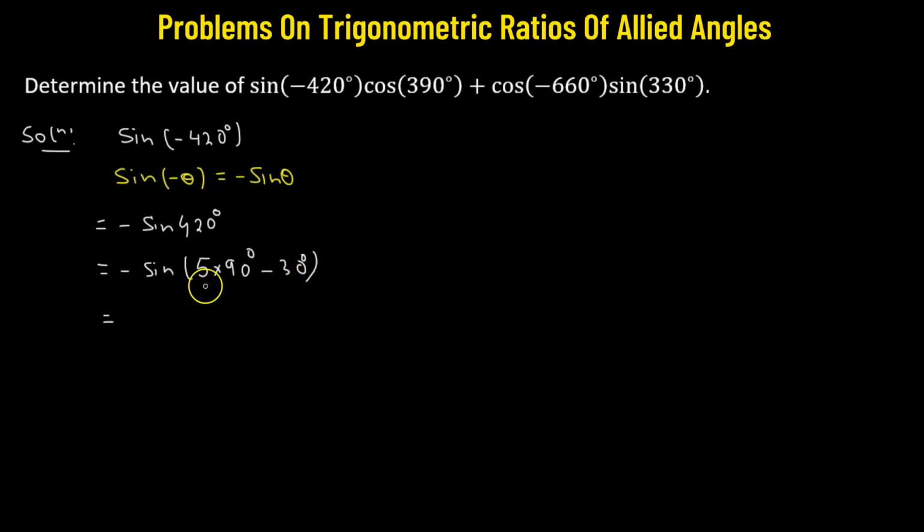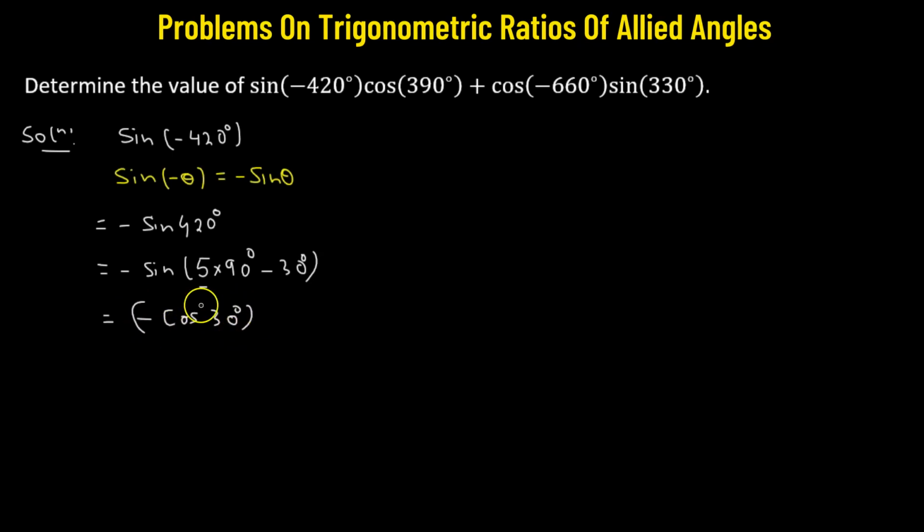The reason why we have expressed 420 degrees in terms of a multiple of 90 is that now we have an odd multiple of 90. Whenever we have an odd multiple of 90, sine is going to change to cosine. We already have a negative sign, so we are going to get negative cosine 30 degrees.